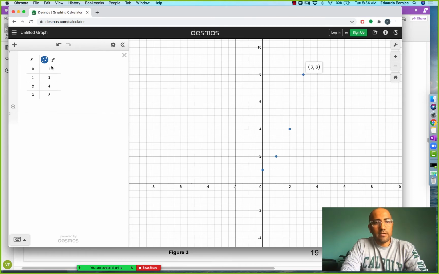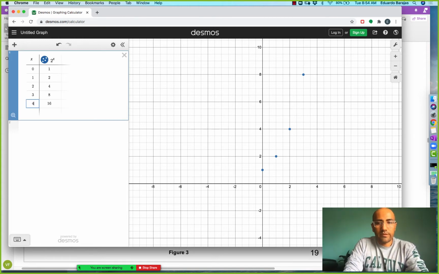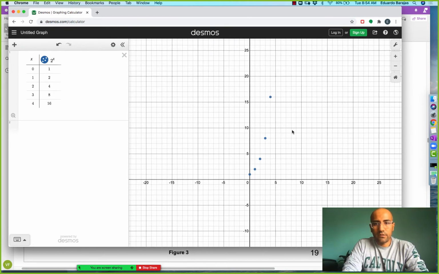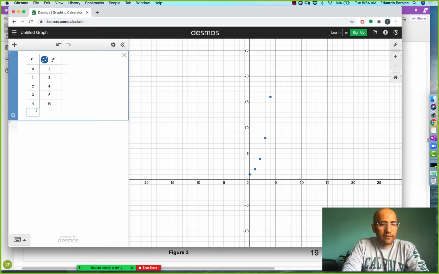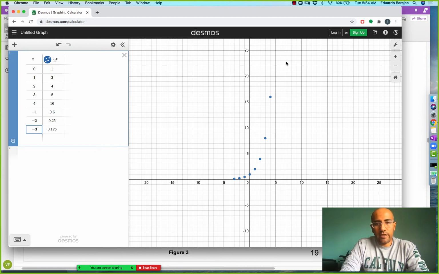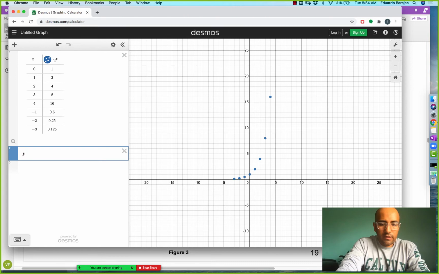So this is all the ordered pairs that we get when we get 2 raised to the power of that input. Maybe raise that to 4. That already goes way out of screen here. We can also have some negative values. So negative 1, negative 2, negative 3. And again, we start to see that general shape of a to the x power when a is greater than 1. Good. Okay, so we already know that that's what the graph looks like.